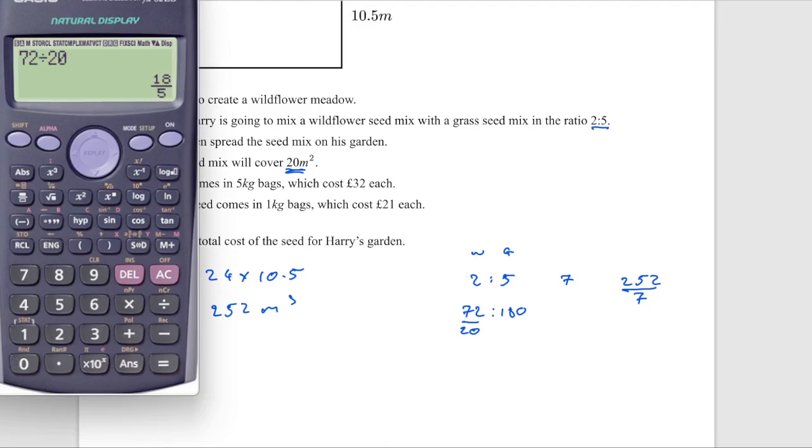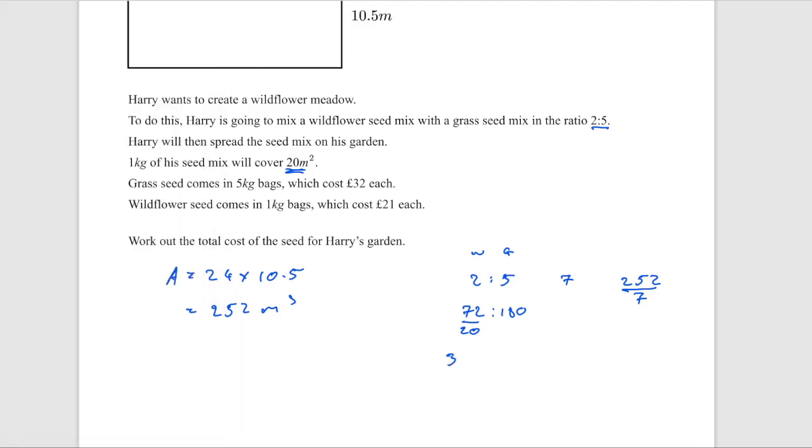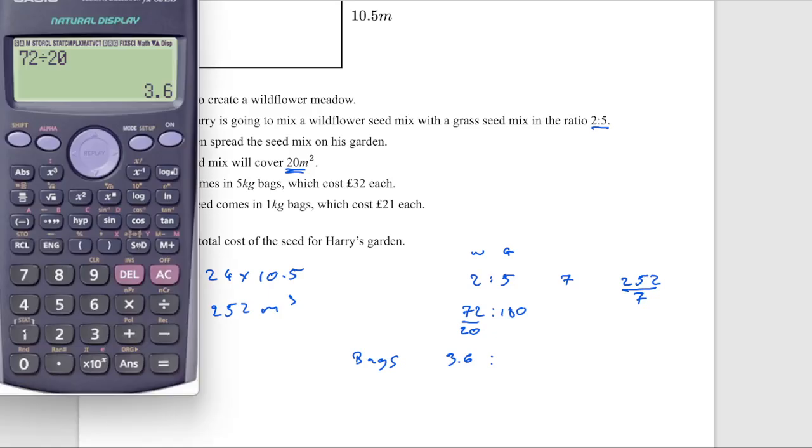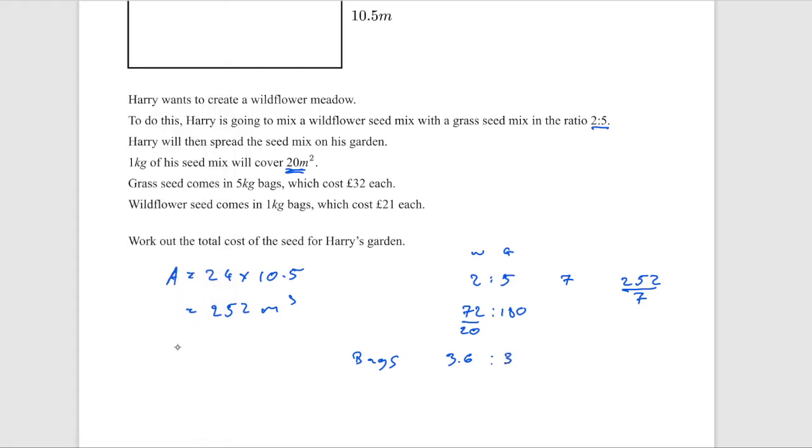So he's going to need 3.6 bags of that, and he's going to need 180 divided by 5. It's going to be, is it 16? No, 36. 180 divided by 5 is going to give me 36. So that's the number of bags of each I need, I'm assuming, I think.